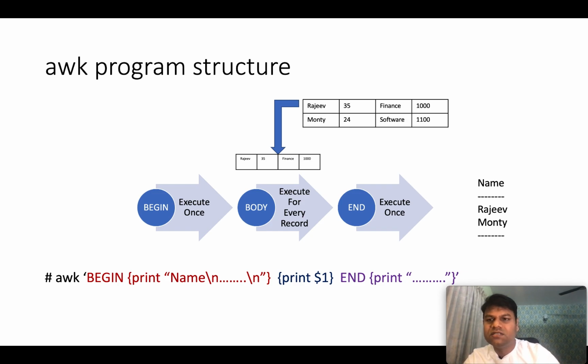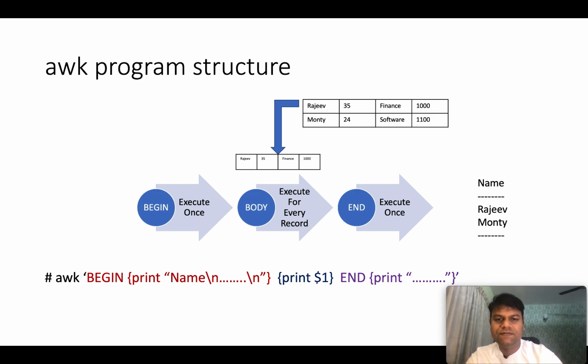So we are expecting the title to be name, then a line, and then we just want to extract the first field, which is just the name, and then we want to close it with the line. So look at the program. In the begin section, I'm just printing the title, followed by a line, a new line character. Look at the body section. I'm just extracting the first field, which is $1, and in the end section I'm just printing the closer line. So the begin section gets executed once.